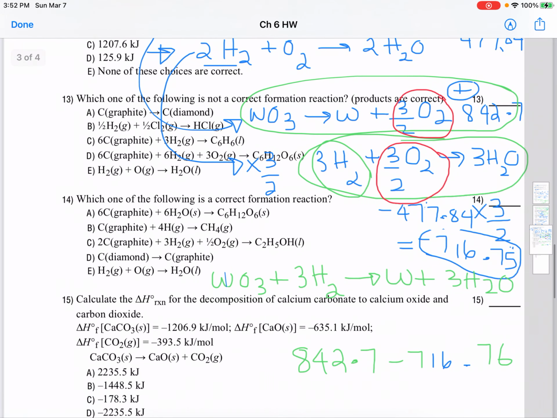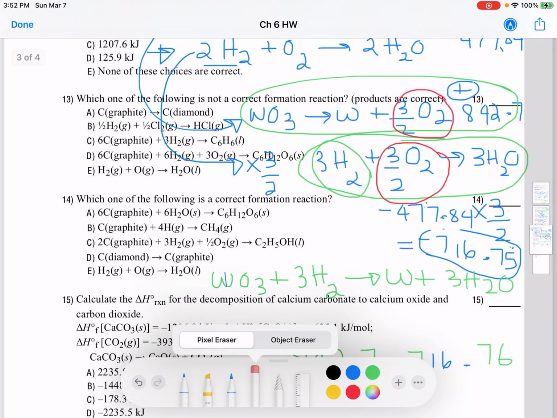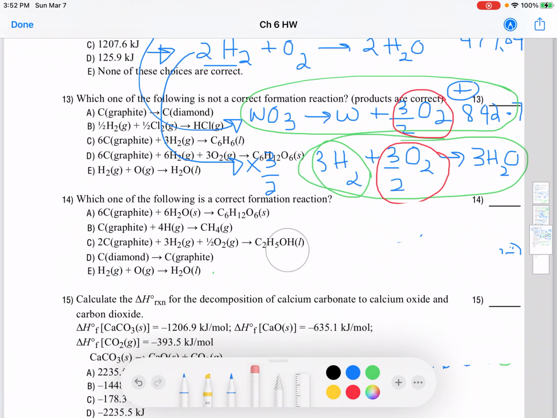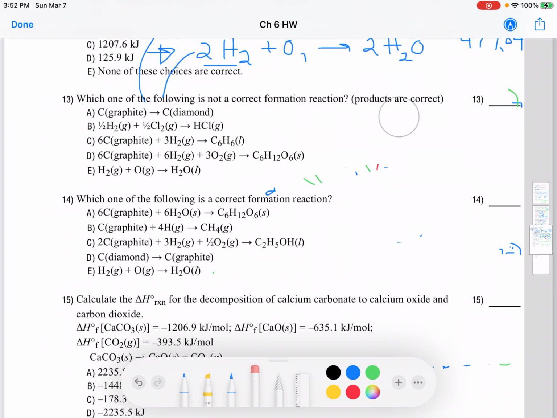Okay. Number 13. I'm going to erase all these things now. Number 13. Which one of the following is not a correct formation reaction? Products are correct. Okay, products are correct.